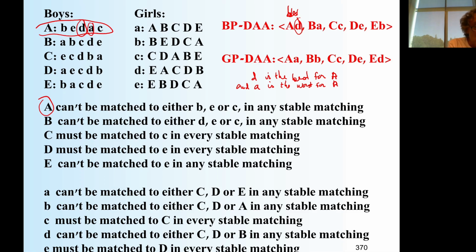So A cannot be matched to C because, let me put B for best and W for worst for A. So C, he cannot get in any stable matching, because A is the worst for him in all stable matches. He cannot get better than D, because D is the best among all stable matches. So I can tell you for sure, there's no stable matching where A gets B, E, or C. A can't be matched to either B, E, or C in any stable matching. That's the conclusion for A.